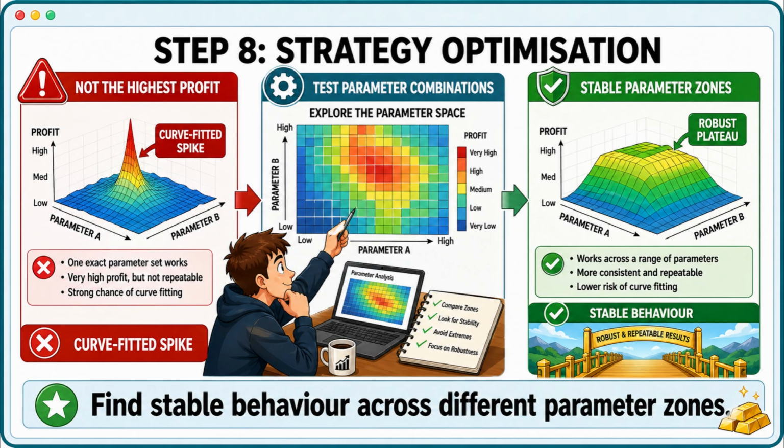Now we finally reach the step many traders are excited about: optimization. Optimization tests different parameter combinations to explore how the strategy behaves. But the goal is not to find the highest profit. Instead, the goal is to find stable behavior across different parameter zones. If a strategy only works with one exact parameter set, there is a strong chance it is curve-fitted.